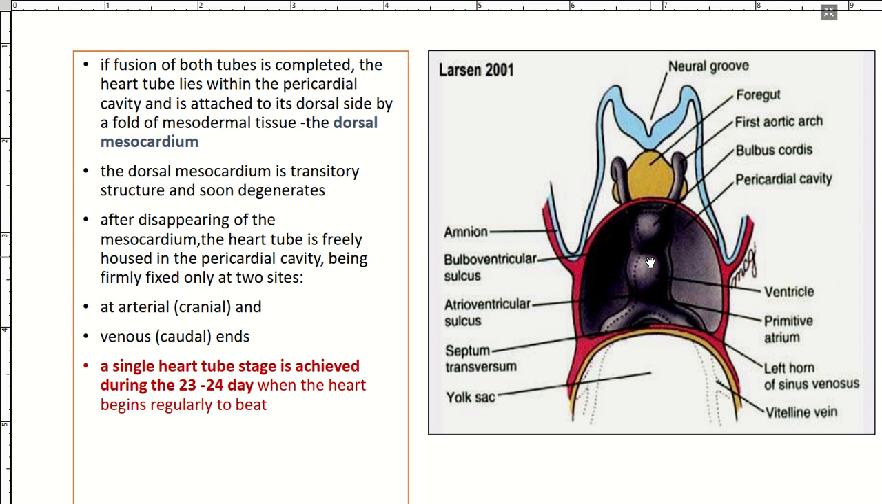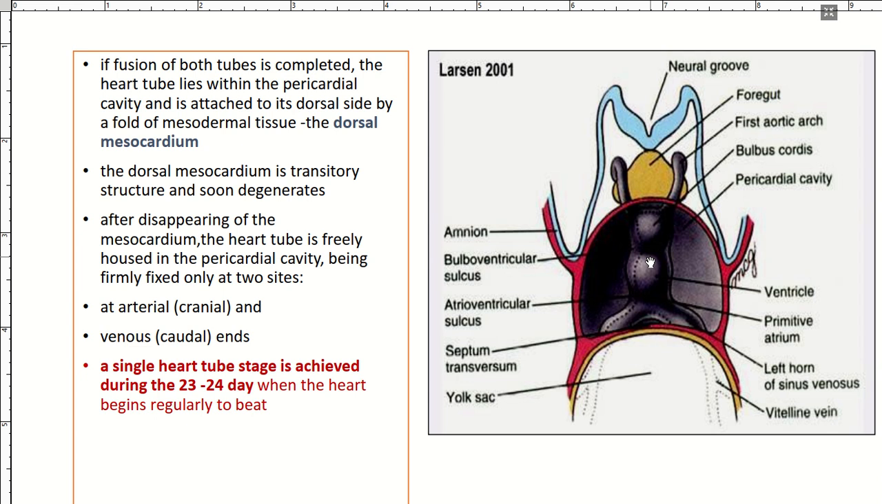So later, the transverse sinus, that is a sinus that will be separating your great arteries and your great veins, right? So you just have to take note of that. Your dorsal mesocardium will form your transverse pericardial sinus, right? So it does not last forever. This dorsal mesocardium will later degenerate, right?